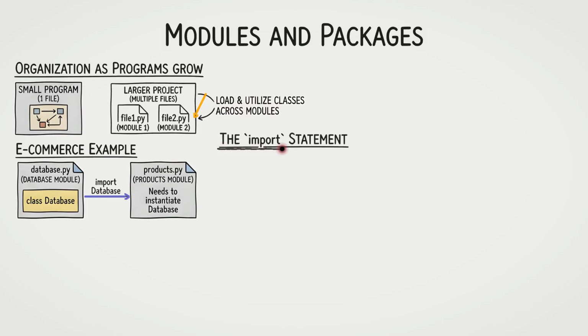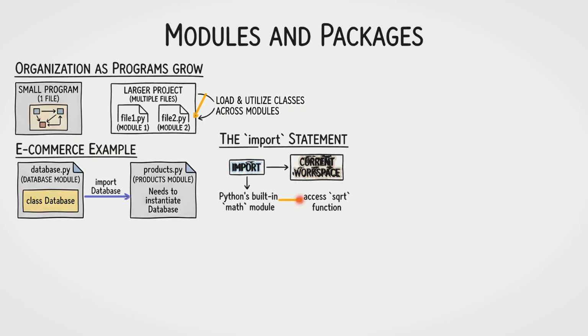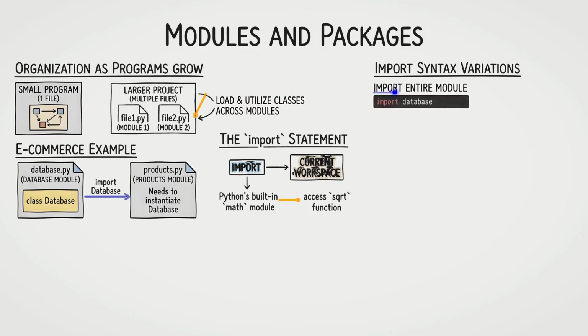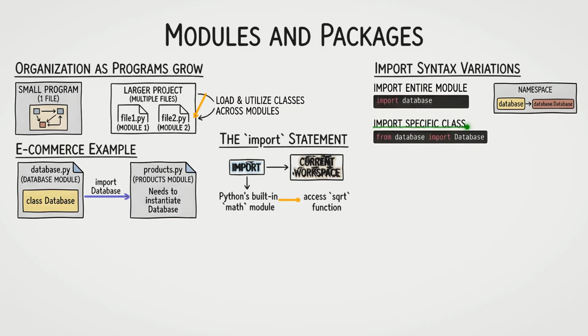This is achieved using the import statement, which is the primary mechanism used to bring modules, classes, or functions into your current workspace. A very common example is utilizing Python's built-in math module so that we can access the square root function for distance calculations. There are several import syntax variations you can use. One approach involves importing the entire module. When you do this, the module is added to your namespace, which is the list of names currently accessible within your working file. Alternatively, a specific class can be imported.